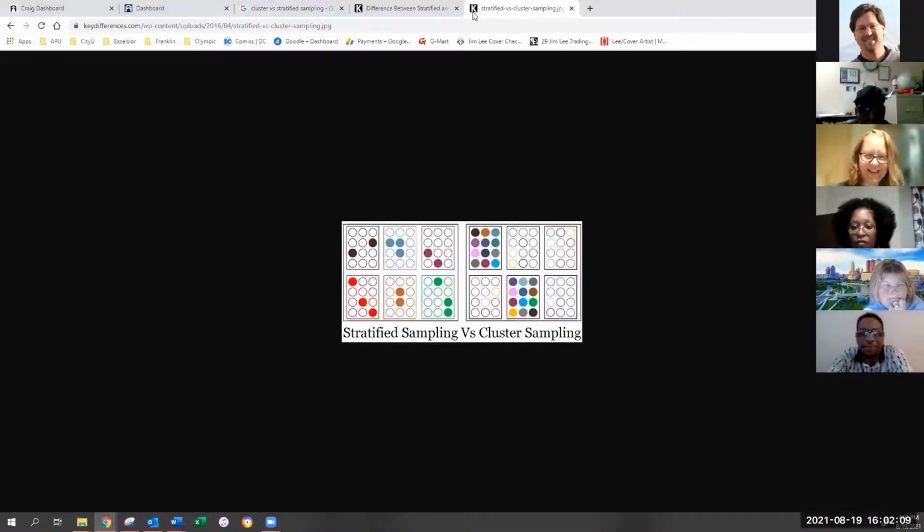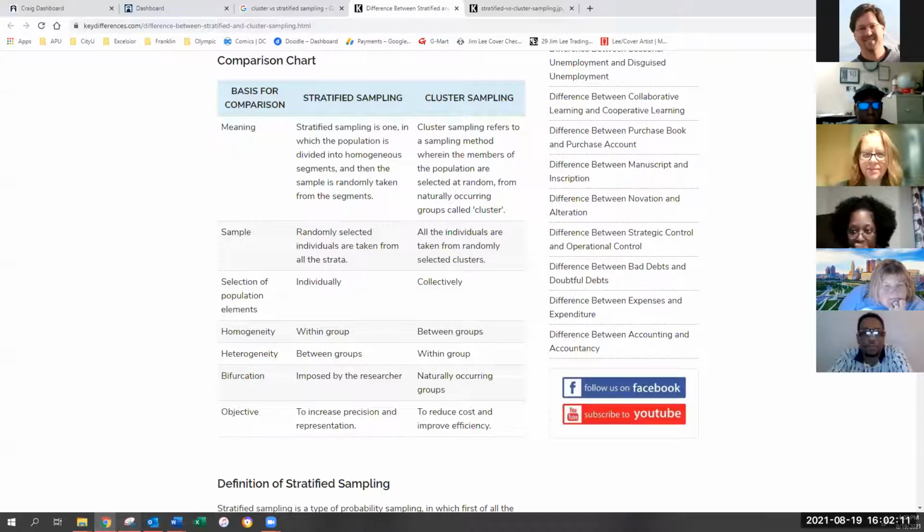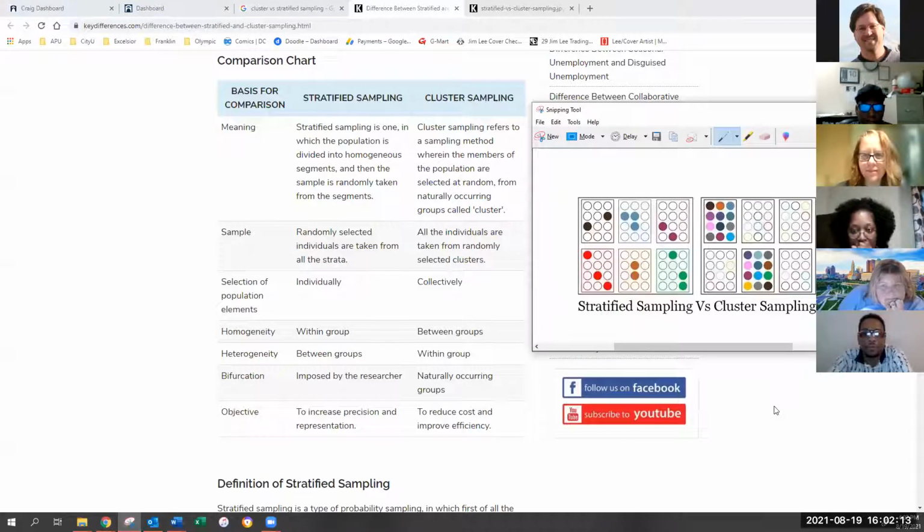In fact, this being one of them, right? Where students always struggle with the difference between stratified and cluster because it is very similar, right? Those two things are very similar, and it's very easy to get them confused. So on the right-hand side, we have the visual representation of the differences, and on the left-hand side, we have some English describing it.